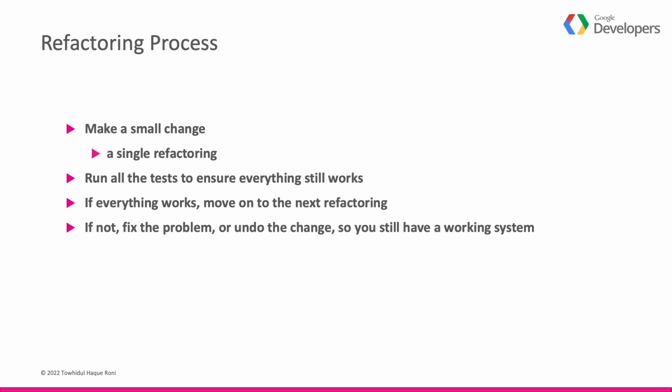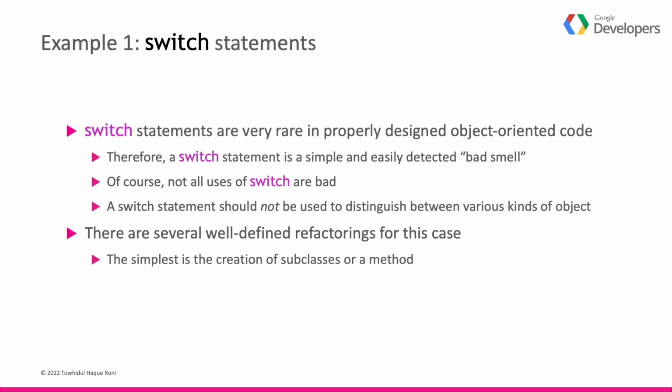Safety first. Switch statements are a rare sight in properly designed object-oriented code. When we encounter a switch statement, it often raises a red flag as a bad smell in our code. However, it is important to note that not all uses of switch statements are inherently bad, but there is a specific scenario where they should be avoided: distinguishing between various kinds of objects.